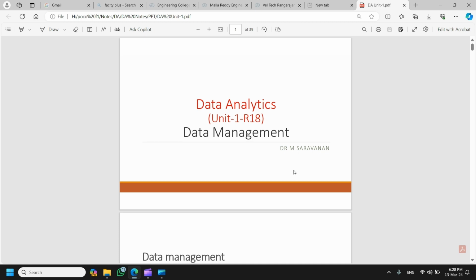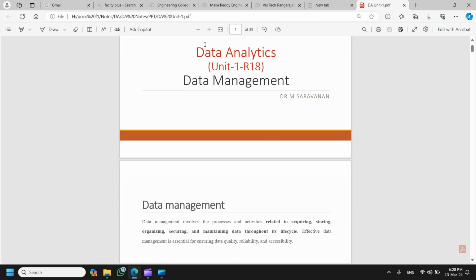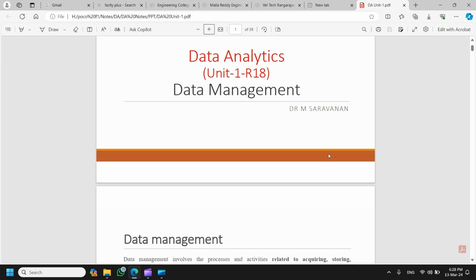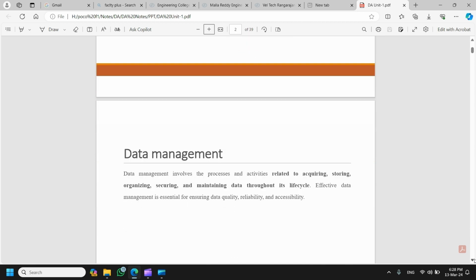The first topic is data management. Data management is very important. It involves the processes and activities related to acquiring, storing, organizing, securing, and maintaining the data through its life cycle. Effective data management is essential for ensuring data quality, reliability, and accessibility.